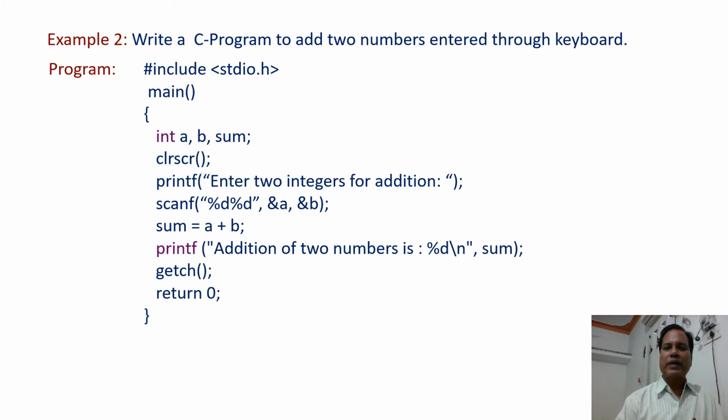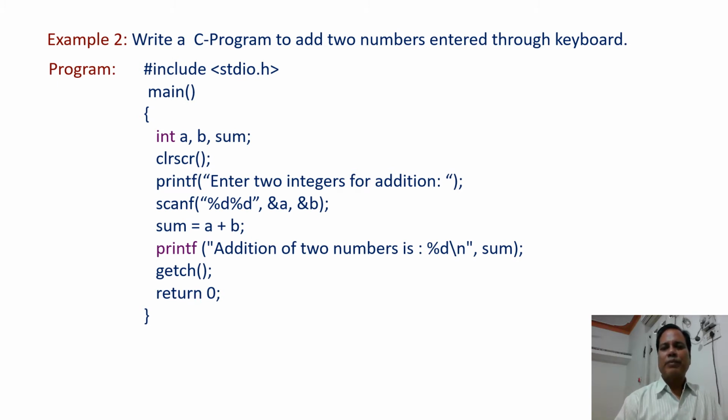And then after taking these two data from the keyboard, we write the process statement, that is sum equal to a plus b. So using this statement, the two entered numbers a and b get added and their sum is assigned to the left side variable, that is sum.